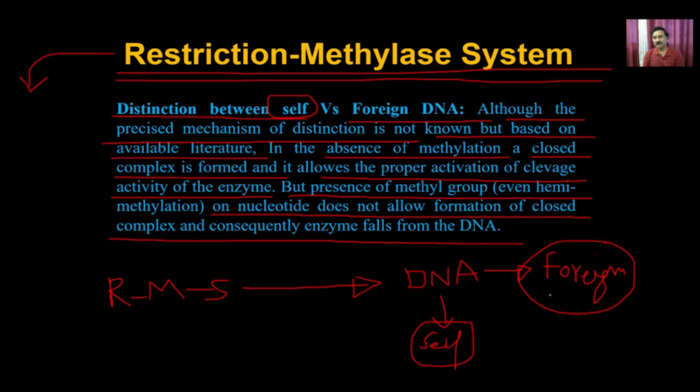So before the DNA reaches the chromosomal DNA, it is tested by the restriction methylase system: whether the DNA belongs to the bacteria itself or to the bacteriophage. If it belongs to the bacteriophage, then it is going to be damaged or cleaved by the restriction enzymes. If it belongs to the self, then the methylase system is going to protect the self DNA from the action of the restriction enzymes.